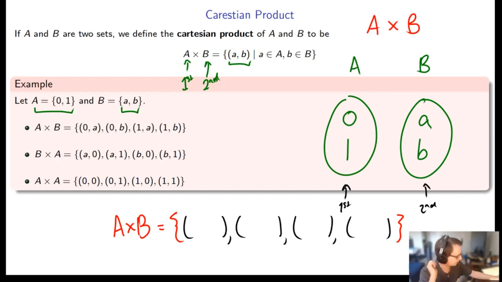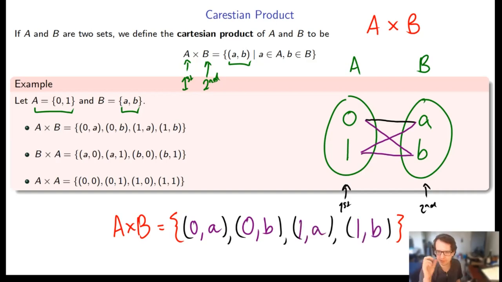So I can get one pair where I get 0 from A and a from B, so I could get the pair 0a. I could get the pair where I take 0 from A and little b from B, so 0b. I could get 1 from A and little a from B, so 1a. And I can get 1 from A and little b from B, so 1b. So basically, it's all the different combinations of pairs, where if I have A cross B, I'm taking the first thing from A and the second thing from B. So the order here matters.